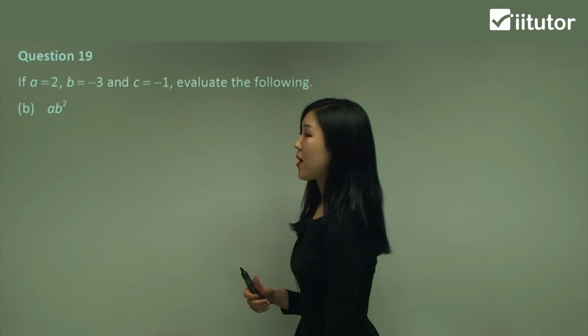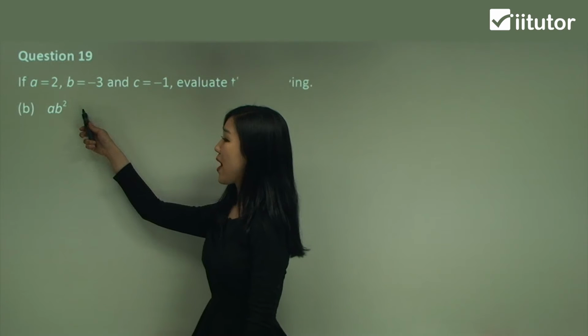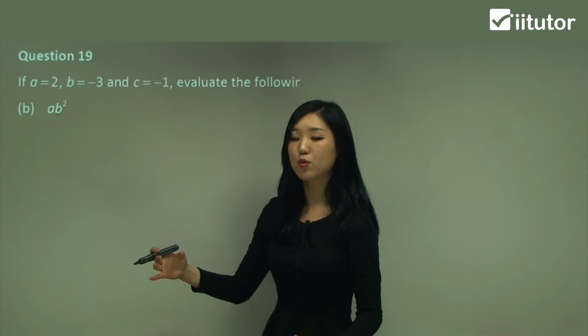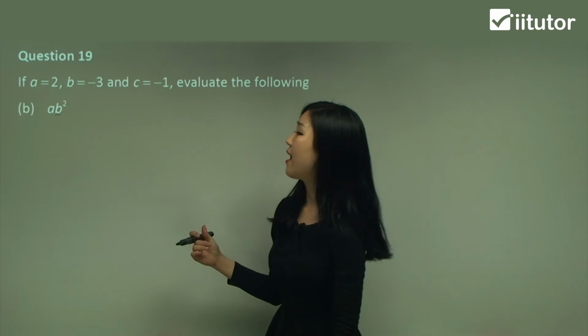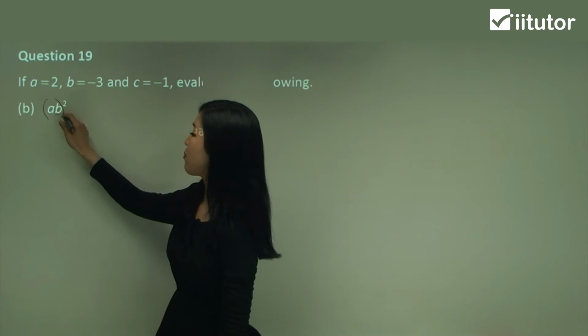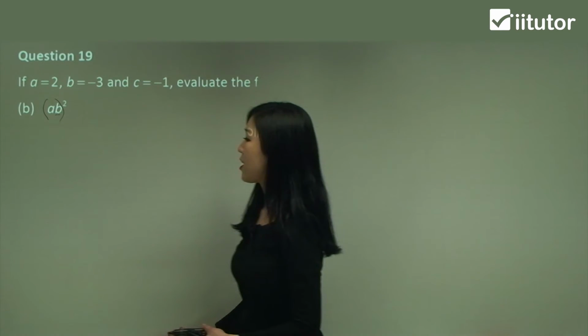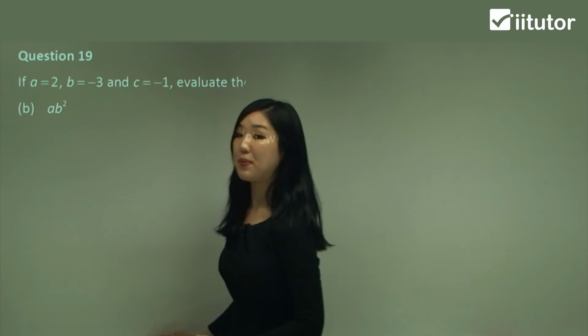B, AB squared. Now guys, remember, when it has a squared, it's only squaring the B. It's not squaring A and B. It's squaring just B. Okay? Unless they have a bracket here. If they have a bracket like that, then they're squaring A times B. But this one, they don't have a bracket, so it's just B squared only.